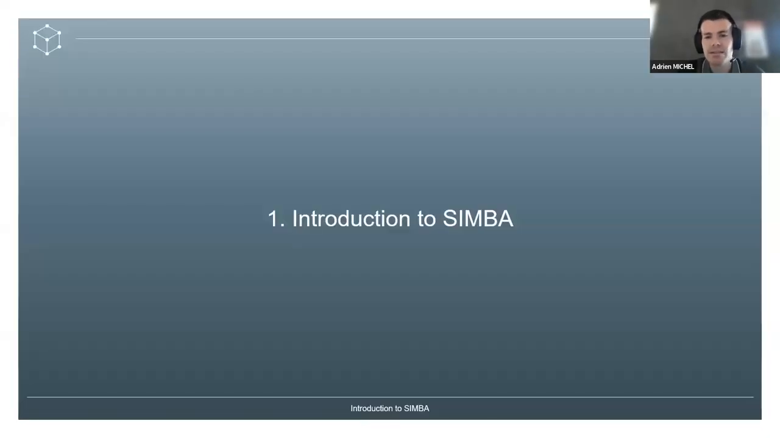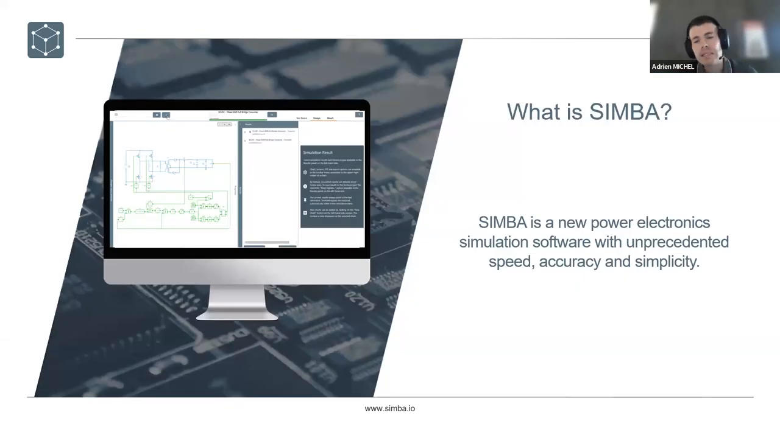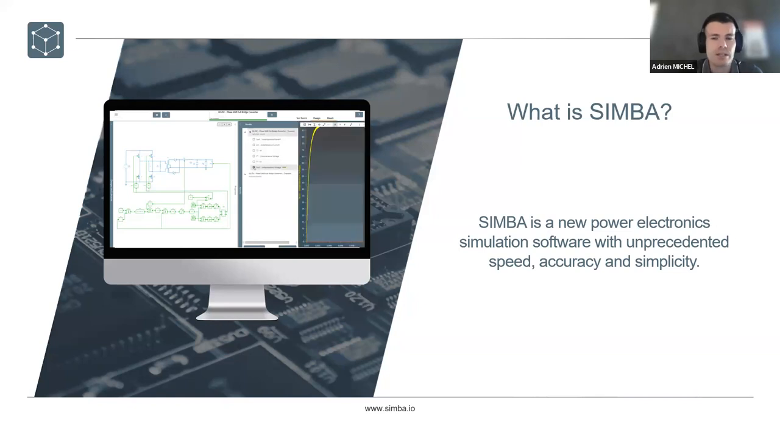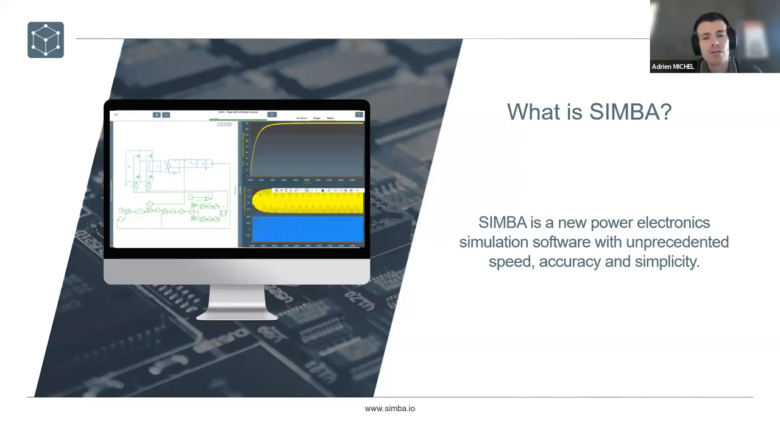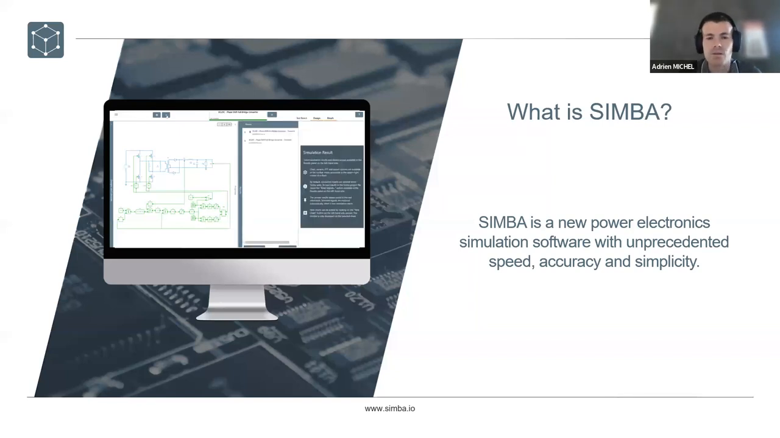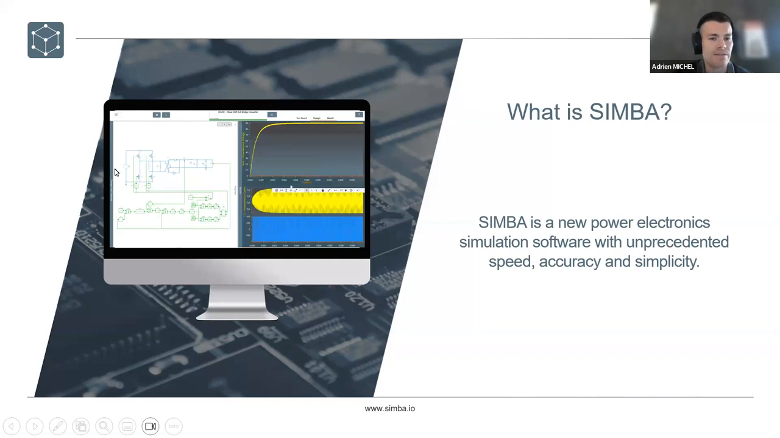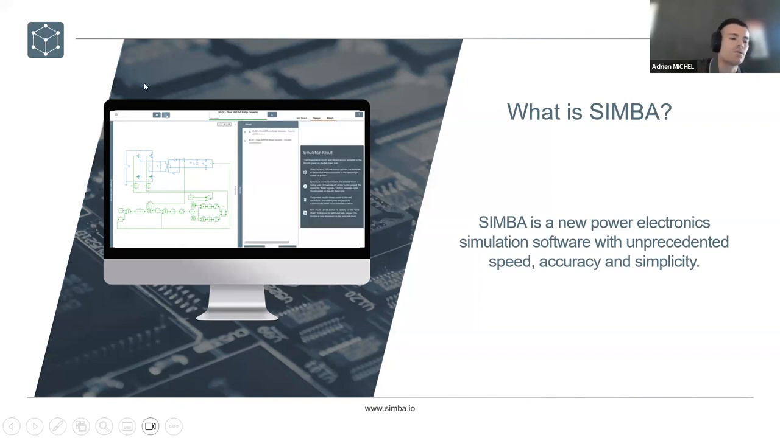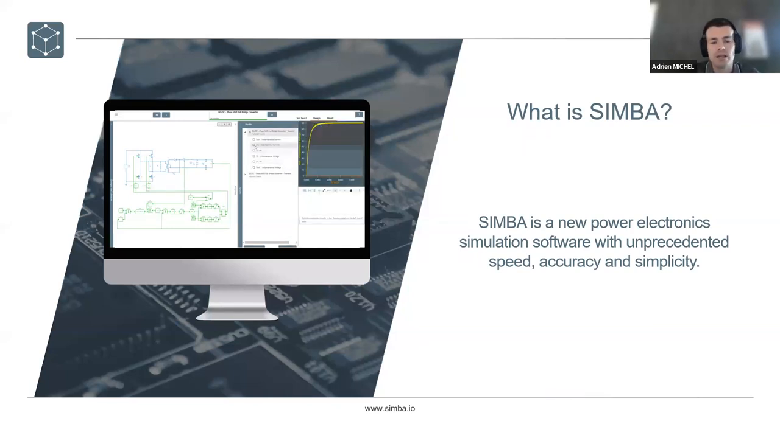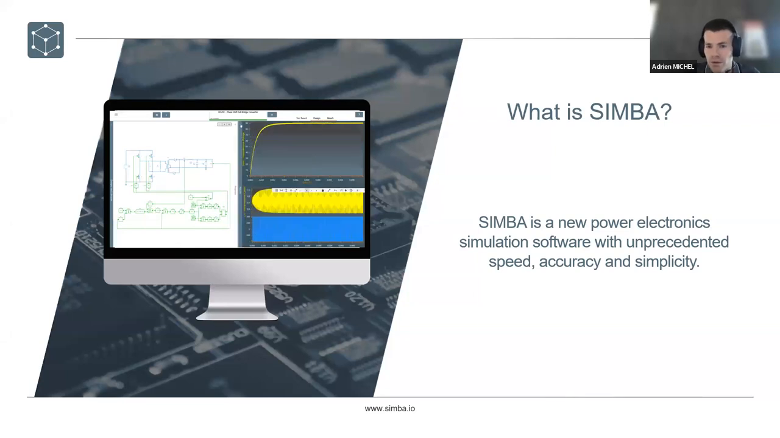So let's start with SIMBA. What is SIMBA? Basically, SIMBA is a new power electronic simulation software with an unprecedented speed, accuracy, and simplicity. SIMBA has been released more or less 2 years ago on the market. As you can see on the screen, you can see the GUI, the graphical user interface of SIMBA. On the left side, you have the main design part, and on the right side, you have the result part. The GUI is quite clean, clear, you don't have extra buttons, and it's quite easy to use. In a few minutes, you can use SIMBA and understand how it works.